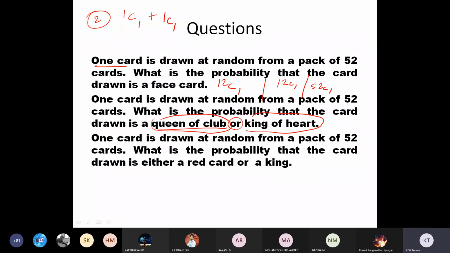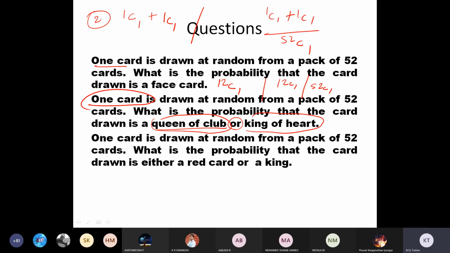This is the answer for permutation combination. For the same question, probability is 1C1 plus 1C1 divided by 52C1. Why am I taking 52C1? Because they are asking to select only one card, and it is either-or. Either you pick the queen of club or the king of heart. They are asking only for one card.